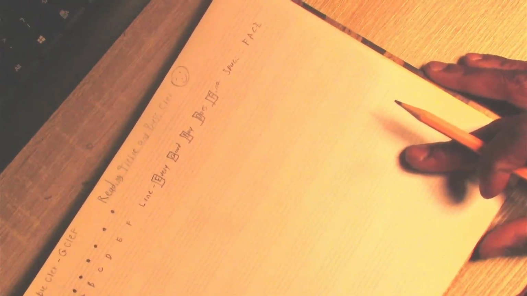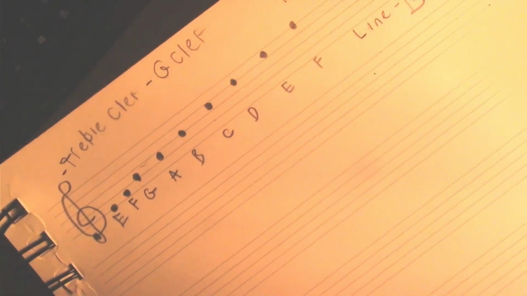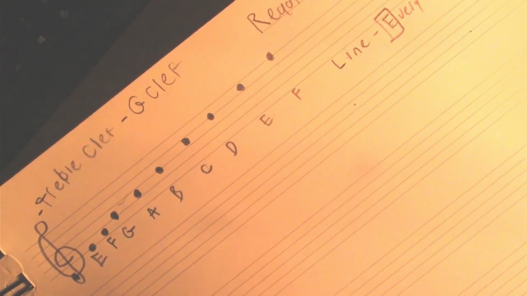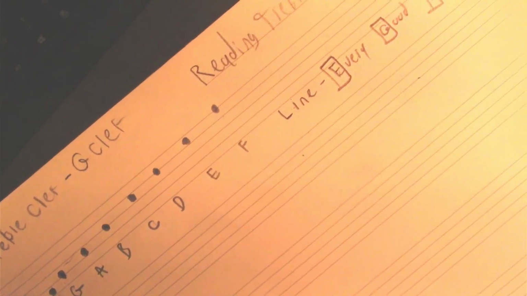And for the spaces, I like to just say space equals FACE. Let's put it right here. Space equals FACE, right? So we've got the lines: every good boy does fine. And then we have it up right here. Every good boy does fine: E, F, G, A, B, C, D, E, F. So that's all the treble clef right there.